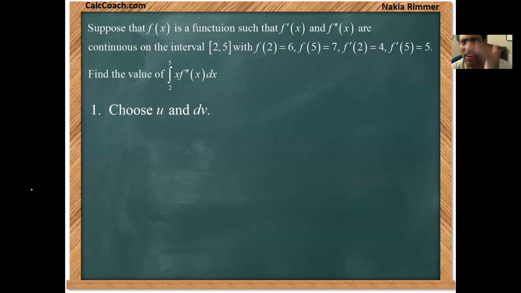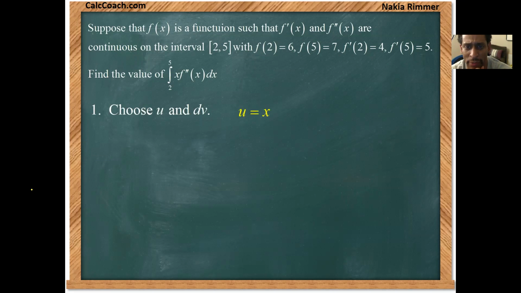Now we don't really have the hierarchy here because we don't even know what type of function f double prime is. But the way it's set up, with x being in there, we would like to choose u to be x, because otherwise if we choose f double prime to be u, then we take the derivative, we get f triple prime. We're not getting anywhere. See, the goal is to have something that we can have results for. We don't have any information on f triple prime.